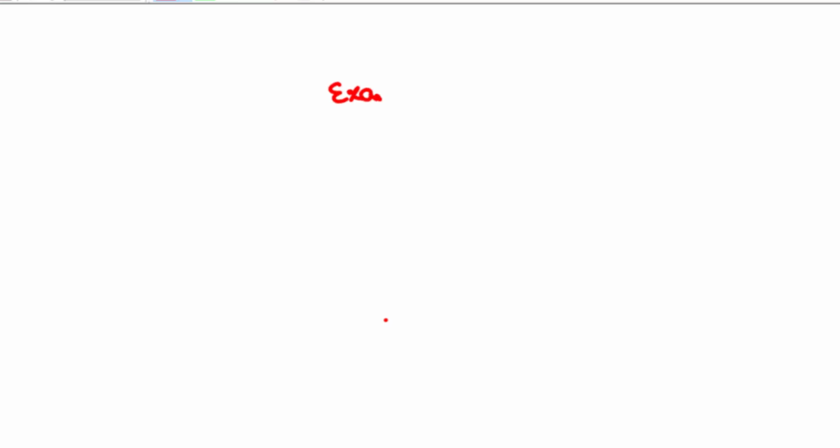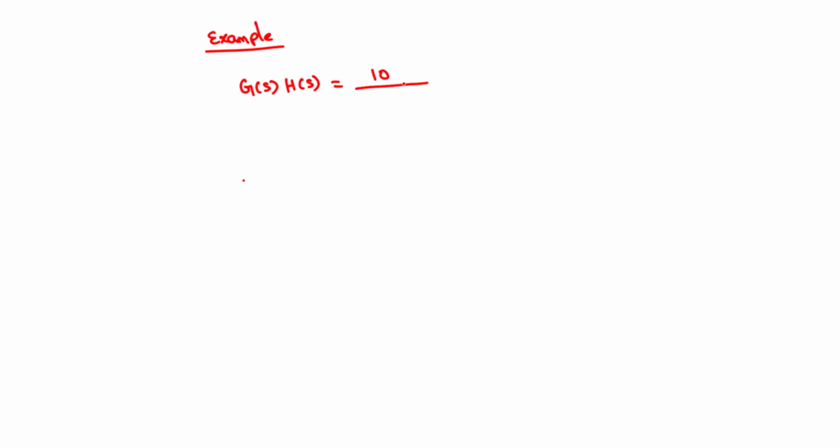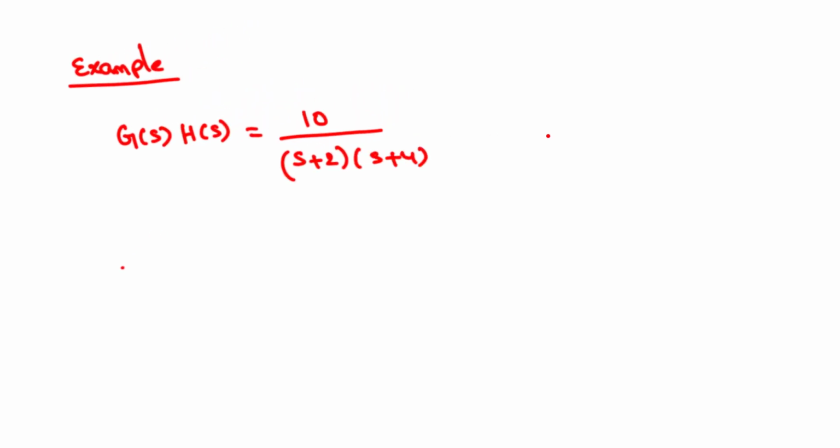Okay, based on the Nyquist plot, let us solve a simple example where we will see how it is working. Let us take the example of G(s)H(s), the open loop transfer function, as 10 by (s+2)(s+4). As per the rule of thumb, we need to know three parameters. First of all, we need to draw the polar plot.